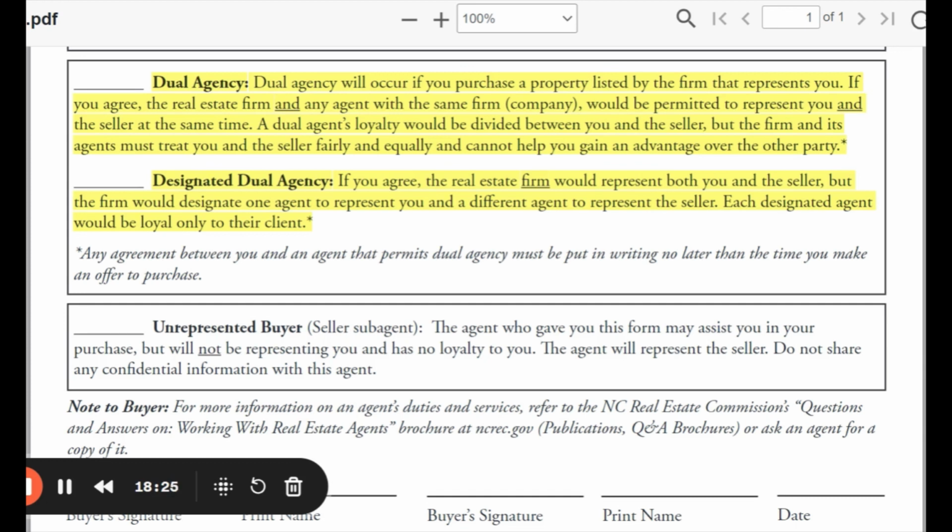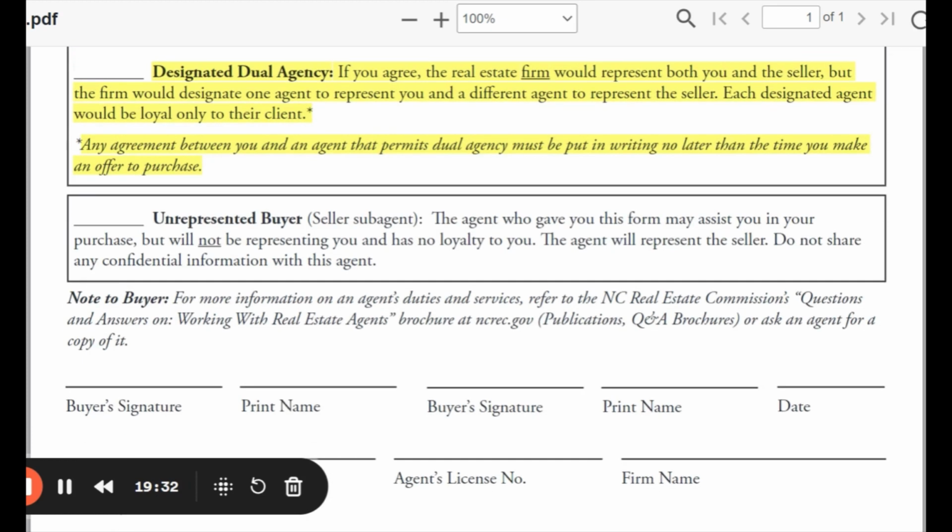And then to add to that, if the other agent in that firm knows anything about the situation, about the client, or any pertinent information regarding that client, then that agent could not represent the opposite side. So any agreement between you and an agent that permits dual agency must be put in writing no later than the time you make an offer to purchase.